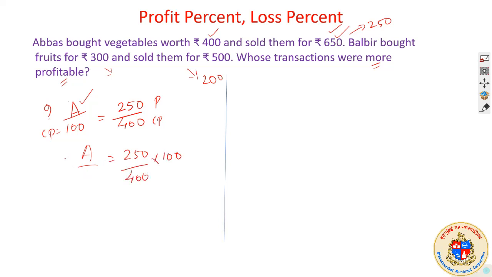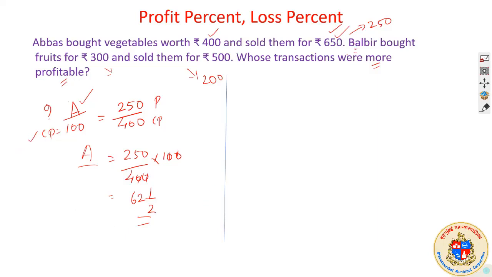We will do the same on the left side, but not showing it because we know that the denominator will get cancelled, and we will simply solve this by dividing with 100, cancellation. Naturally it is 250 upon 4. 250 upon 4 is equal to 62 and 1 upon 2. What is this? 62 rupees and half rupee, that means 62.50. 62 rupees 50 paise is the profit of Abbas if his investment or cost price is 100.